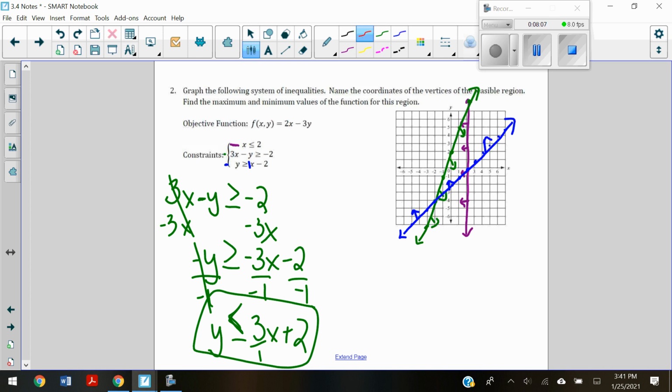So if you look, all 3 lines come to this red triangle. So I need my vertices where they cross. So I'm here at negative 2, negative 4. I'm over at 2, 0. And then I'm all the way up, so we're a little bit off, but 2, and then that's up at 8.